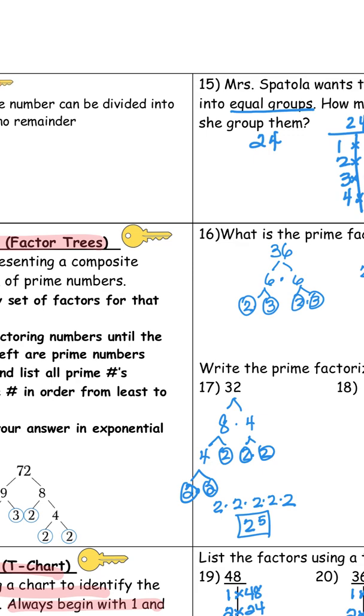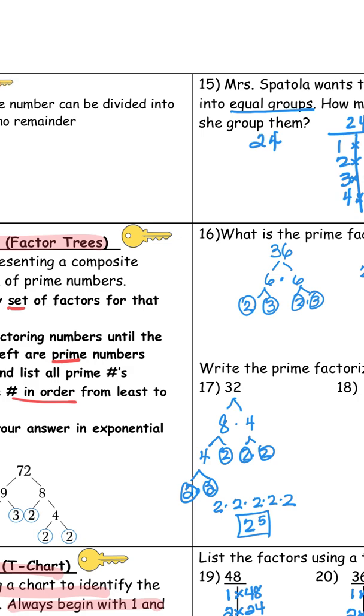So here are the steps. I don't know why these numbers were picked out like this, but if we just go through and correct these: step 1, pick any set, that's 2, of factors for that number. Step 2, keep factoring the numbers until the only numbers left are prime numbers. Step 3, circle and list all the prime numbers. Step 4, list the numbers in order from least to greatest. And finally, step 5, write your answer in exponential form.